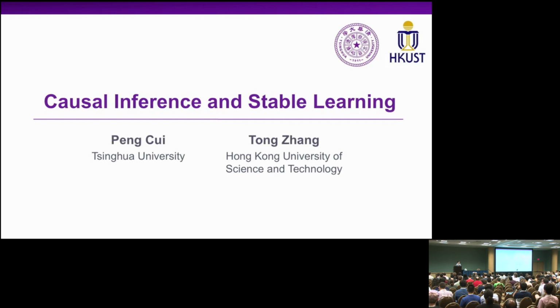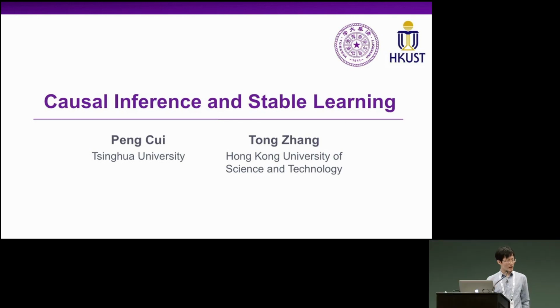So that's why we want to give this tutorial. Actually, the goal of this tutorial is just to try to bring the causality into learning, and how can we do better learning or better prediction in the sense of stability with inspirations from the causal inference. So that's the background of the tutorial, okay?